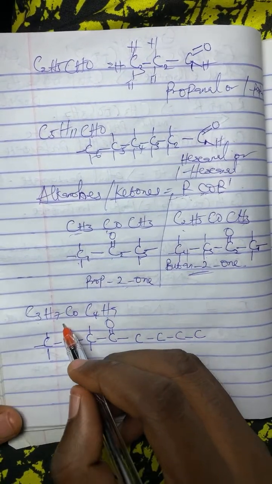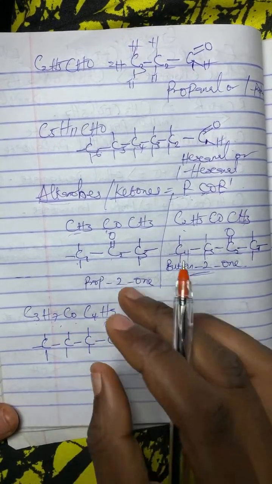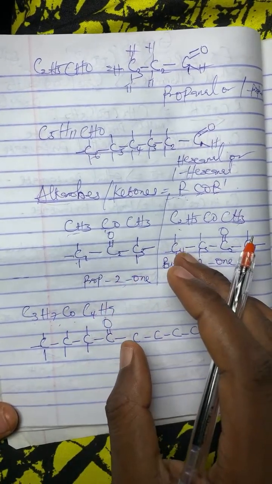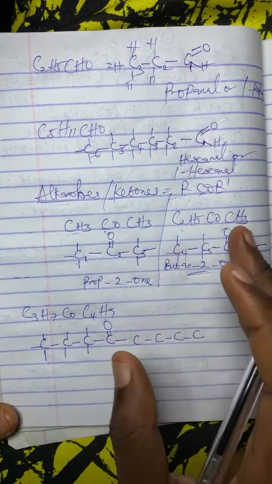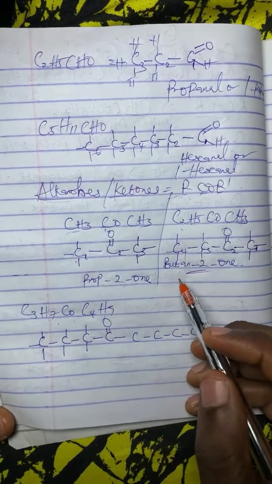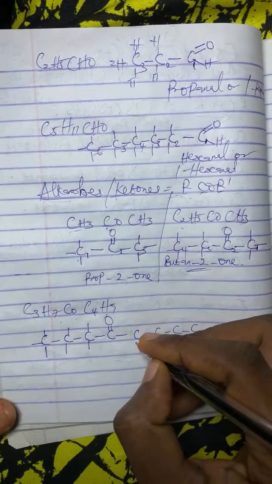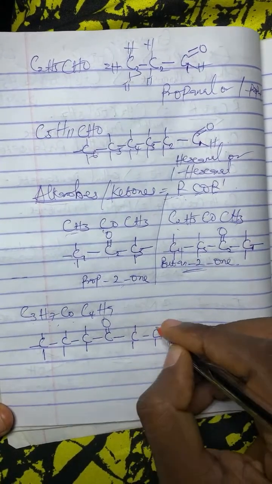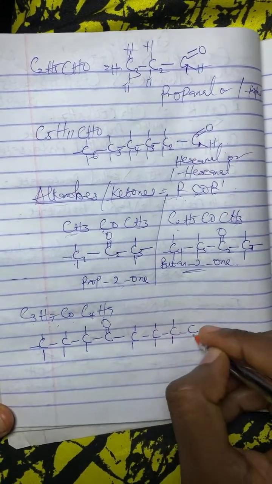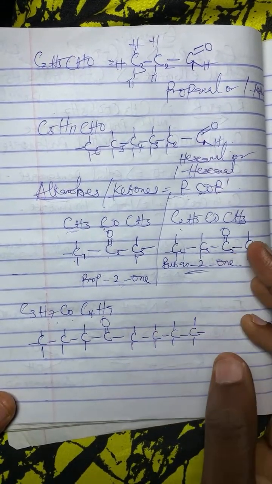Remember, this is alkanones. Alkanones don't end with -al; they end with -one. The ones that end with -al are aldehydes, or alkanals. So I'll write here 1, 2, 3, 4, 5, 6, 7, 8, 9. So we want to name. Where will I start from, the right or the left?